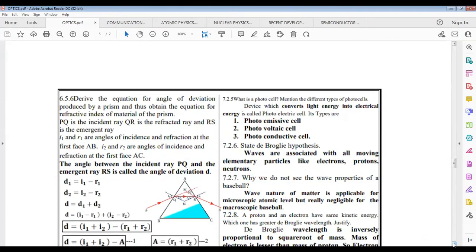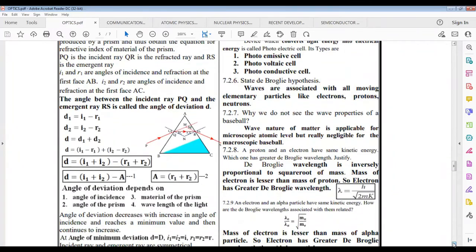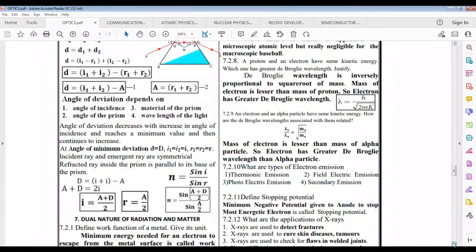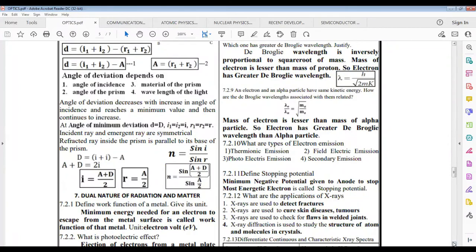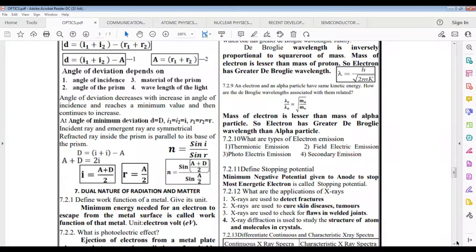Coming to the next one. Now we are going to discuss our seventh lesson. Whatever questions we discussed, these are all important questions. We discussed 2 marks, 3 marks, as well as 5 marks. Kindly note it down and prepare well for the exam.